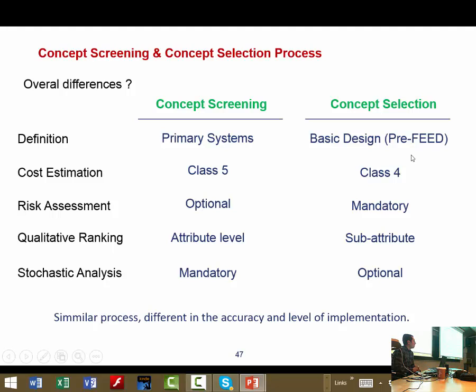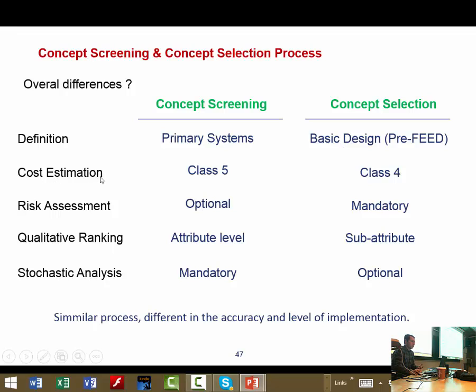What is FEED? FEED is front-end engineering and design. Even some companies, especially major oil companies like Shell and BP, when they are in the concept selection phase, even hire some contractor to make a pre-FEED for them, in order to have a more accurate estimation of the price and schedule for that concept. So the major difference is the accuracy of the information we have.